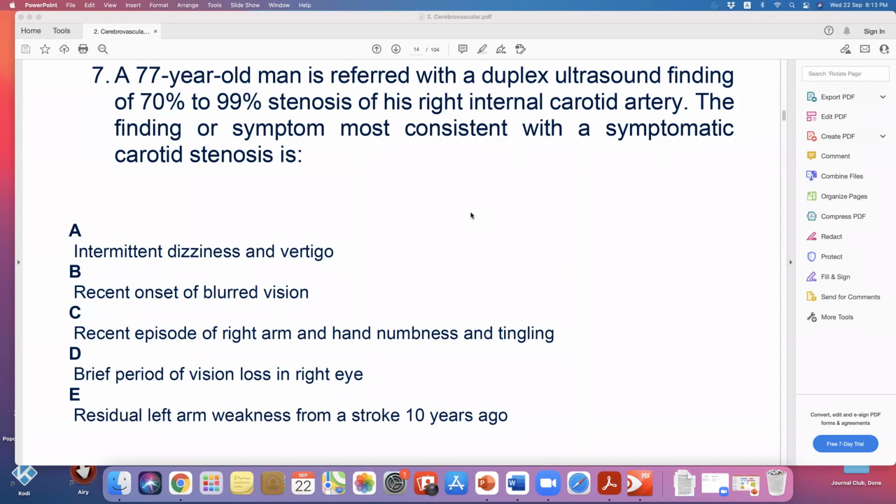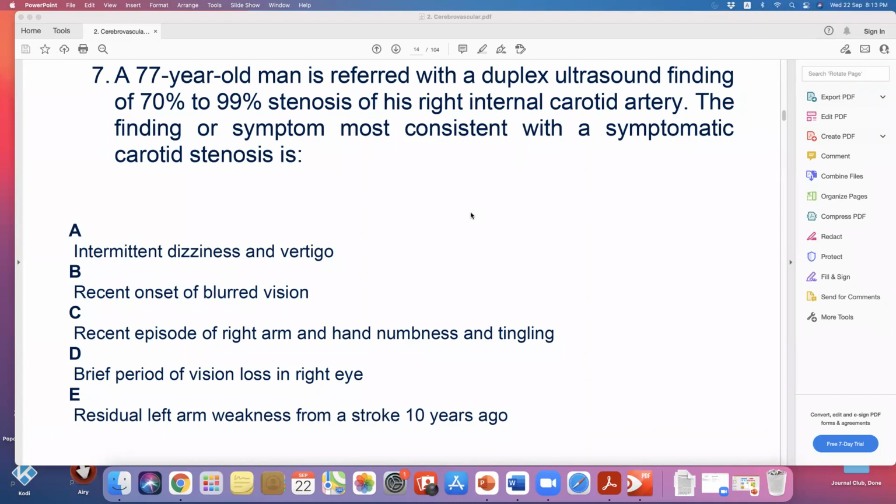Yeah, you're right. Not 2 weeks, it's 6 months. We have to consider within 6 months. So any symptoms within less than 6 months, we consider symptomatic. More than 6 months, we consider asymptomatic. So if he has a stroke 10 years ago, then he's asymptomatic, okay?